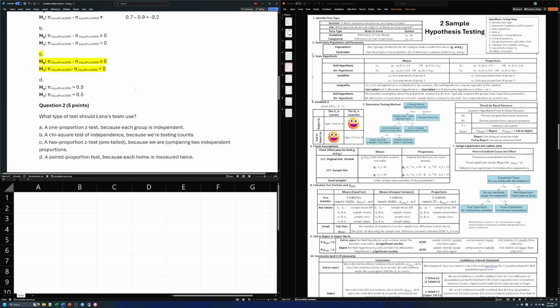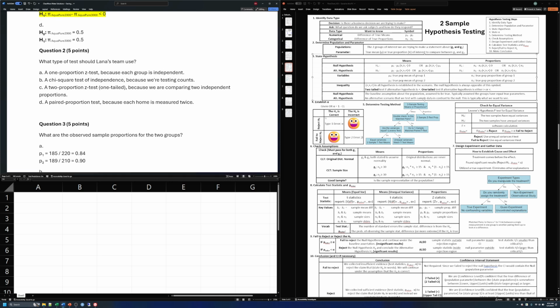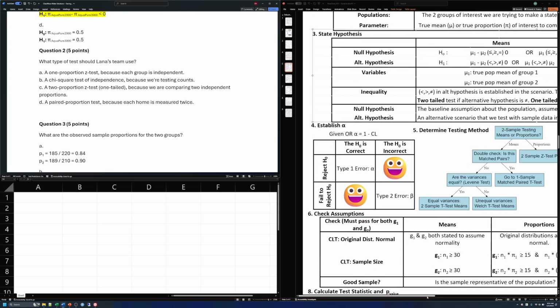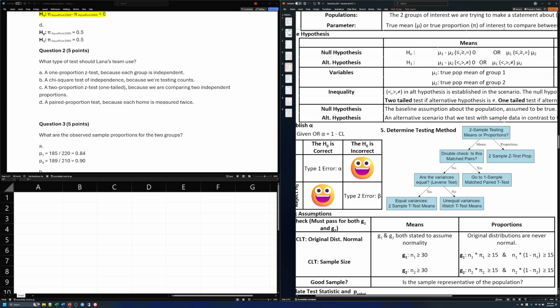Let's go. What type of test should Lana's team use? All right, that is looking at step 5. Let's zoom in here on our step 5. And we see that the first question is, okay, in the 2-sample testing, are we dealing with means or proportions? It says, oh, we're dealing with proportions because we are looking at pi in our hypotheses. So we know that we're doing a 2-sample z-test of proportion. So 1 sample, wrong. Chi-squared, haven't covered it yet. 2 proportion z-test, that is exactly what we are looking for, and we can highlight that one.